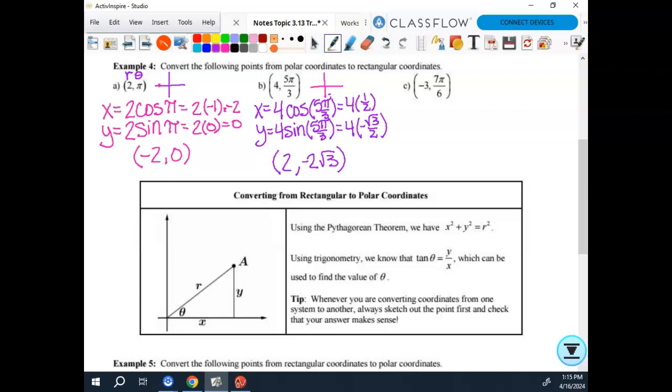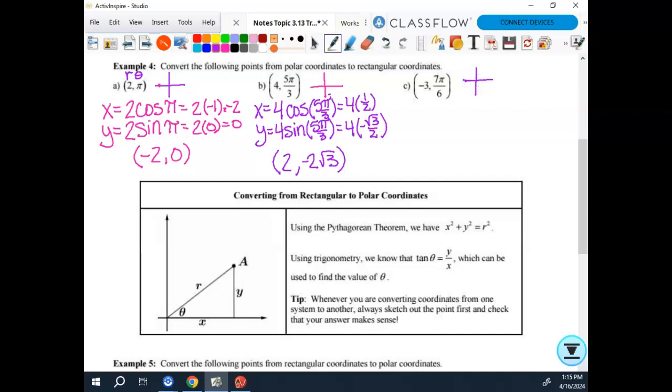Okay. I got 2, negative 2 square roots of 3. You agree with that? No? You got a question? Okay. On C, go ahead and put your dot where you think it goes so we can make sure we got that right. Oh, well, I didn't double check this one.